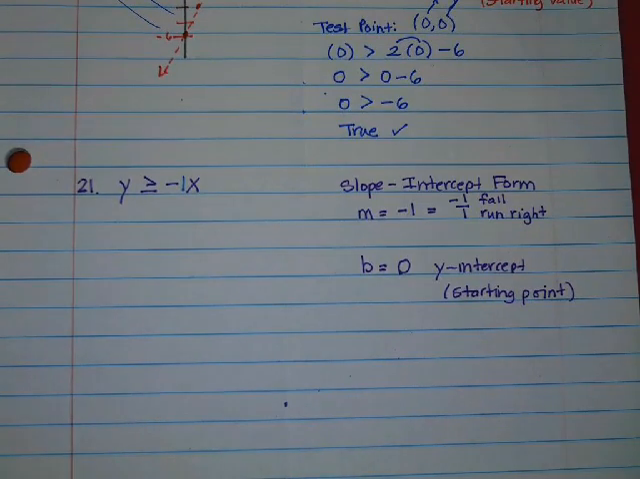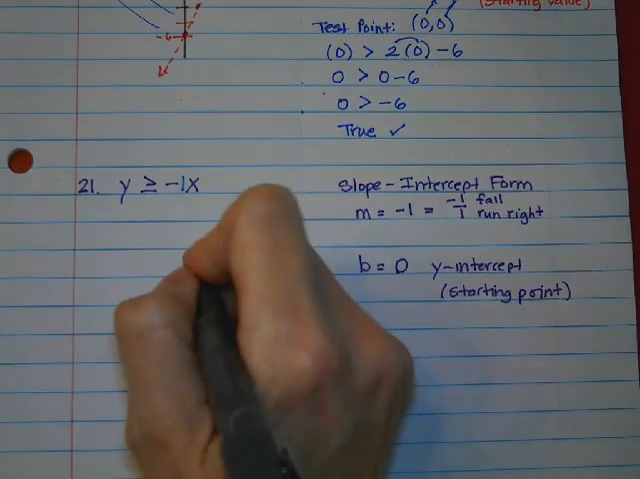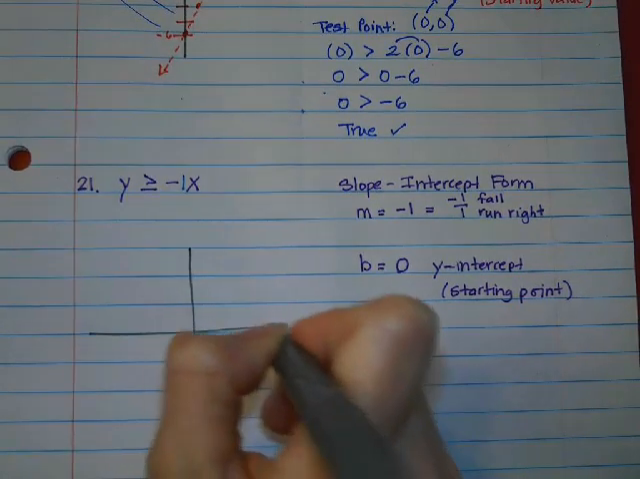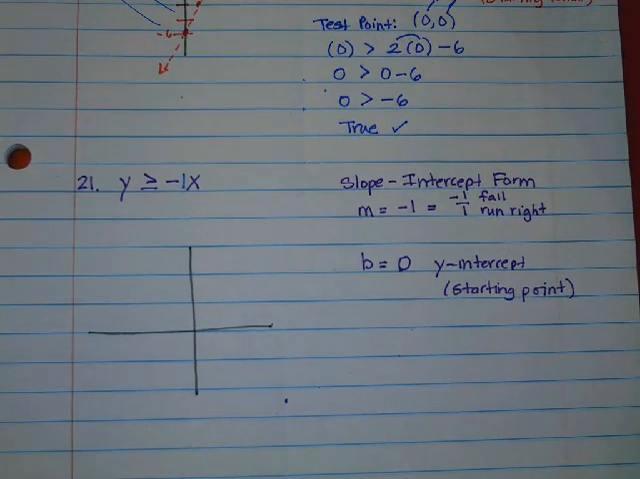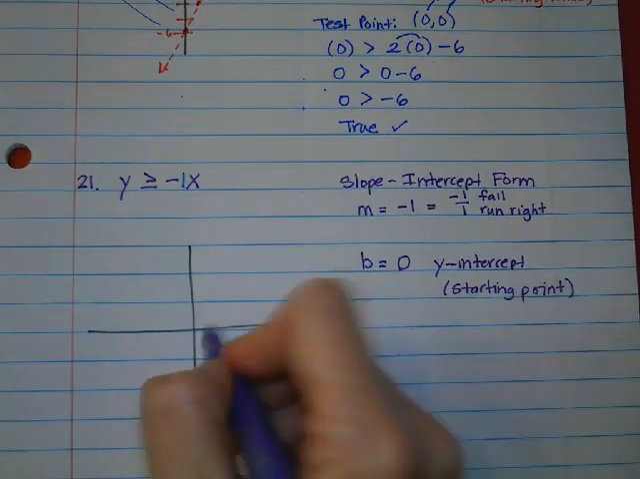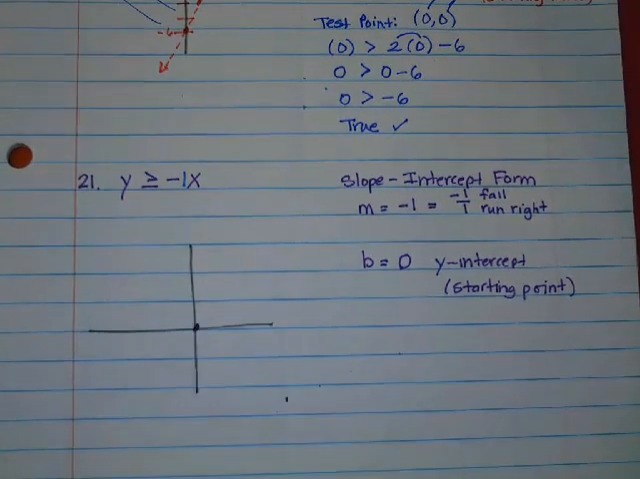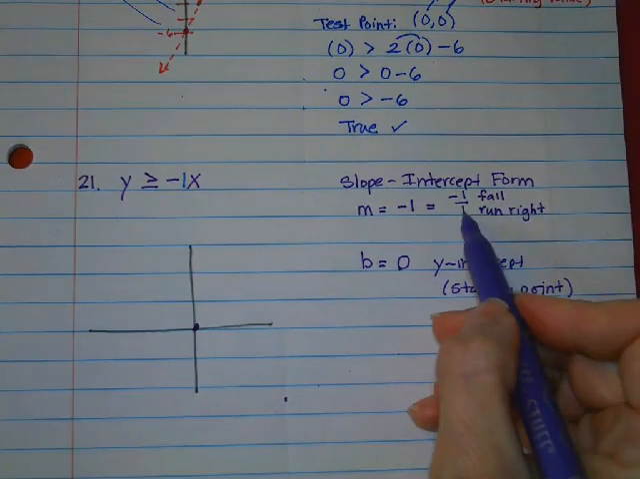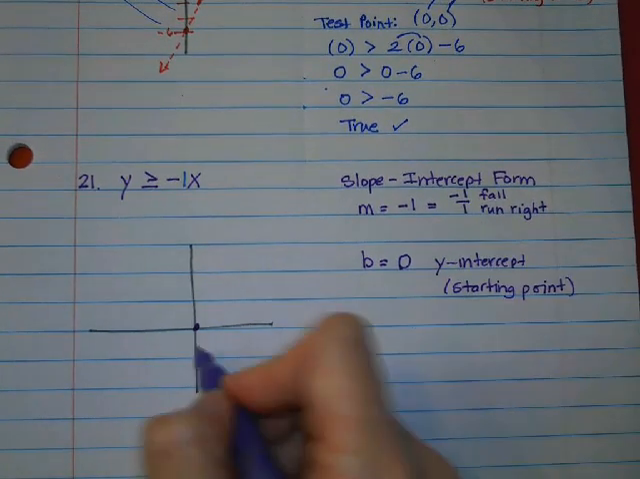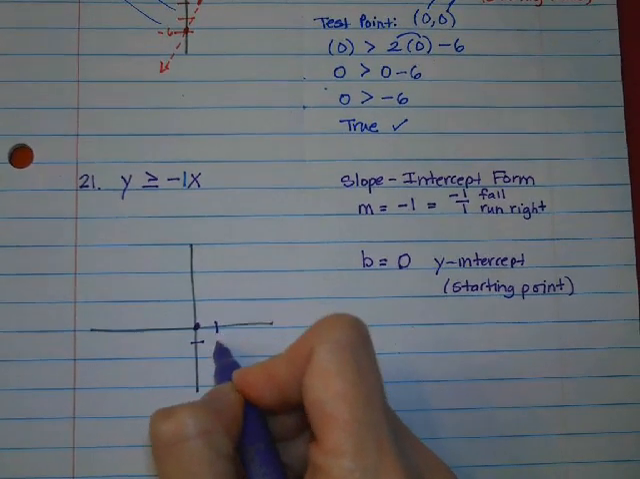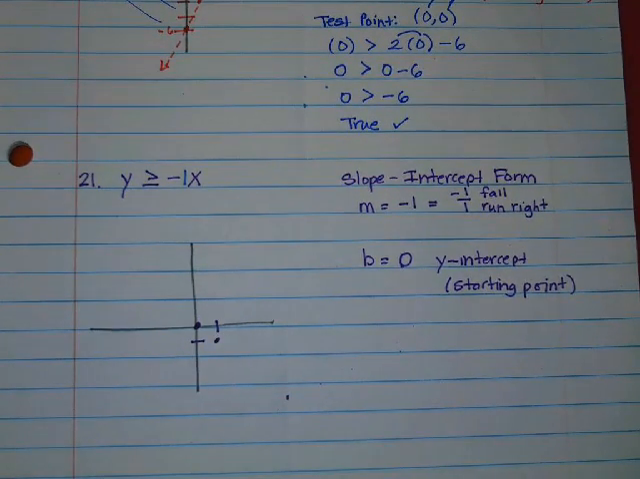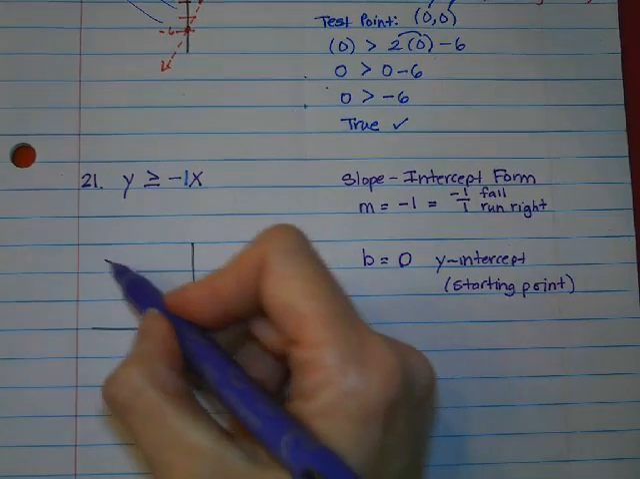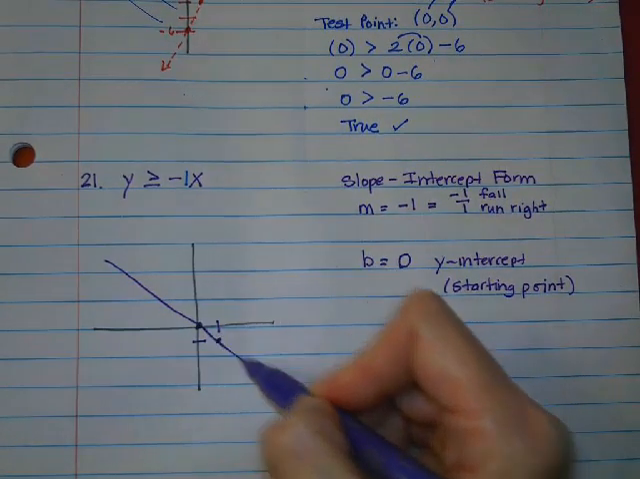All right, so I'm going to go ahead and draw our little graph. I'm going to plot our first point, which is at 0, 0, right there on the marker. It's been plotted. My slope is -1 over 1, so I'm going to fall 1 and run right 1. Now, will my line be solid or dotted, Ava? That's right, a solid line. So we'll draw a solid line right through my points.